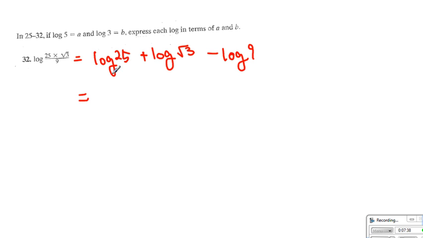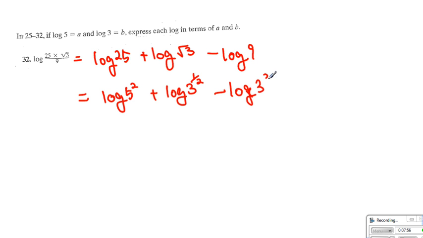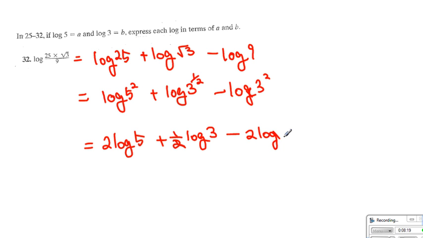Now, second, since log of 25 is log of 5 squared, and this one is log of 3 to the 1/2 power as an exponent, minus log of 3 squared. Now, using the power rule, all the exponents can come to the front, so we have 2 log of 5 plus 1/2 log of 3 minus 2 log of 3. That means here log of 5 is equal to a, so we have 2a plus 3 over 2 minus 2b.